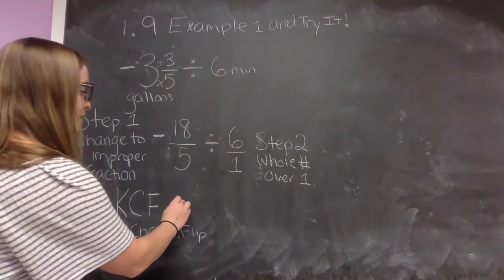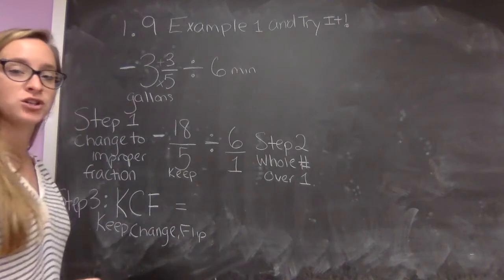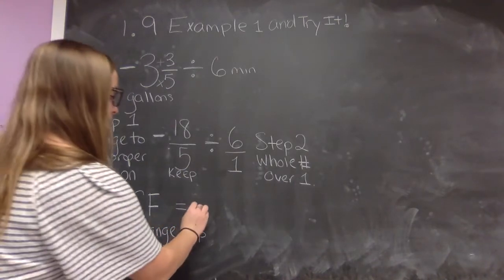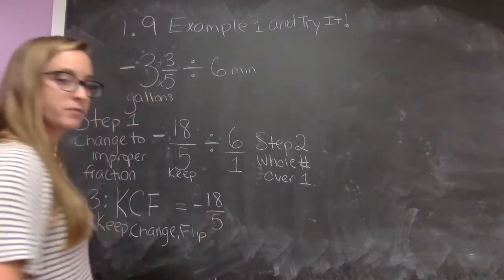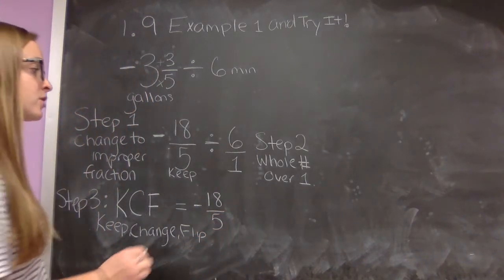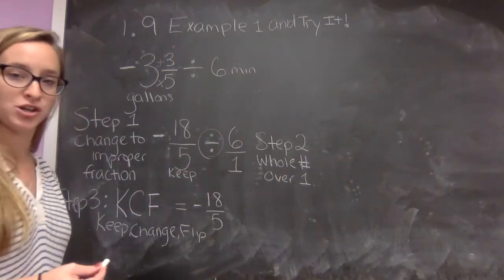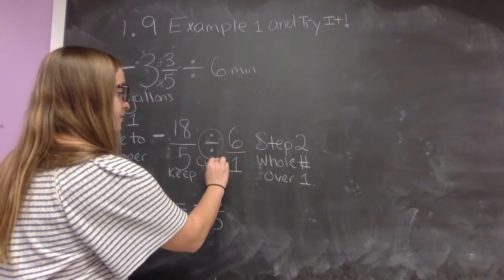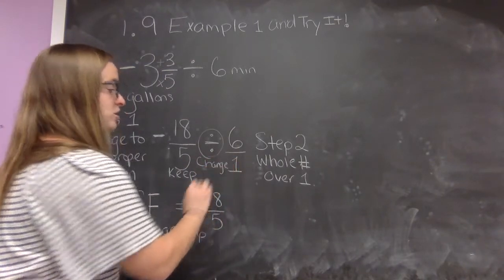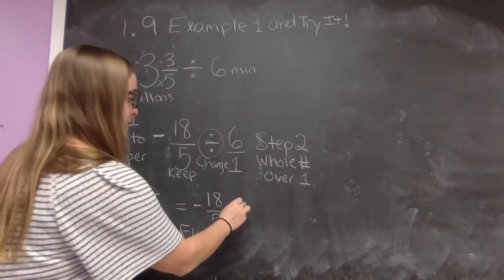So when I do that, I'm going to keep my first fraction. I'm going to keep negative 18 fifths, okay? My inverse operation of division, or my opposite operation, is going to be multiplication. I'm going to change the operation. So the opposite, again, or the inverse of division is going to be multiplication.